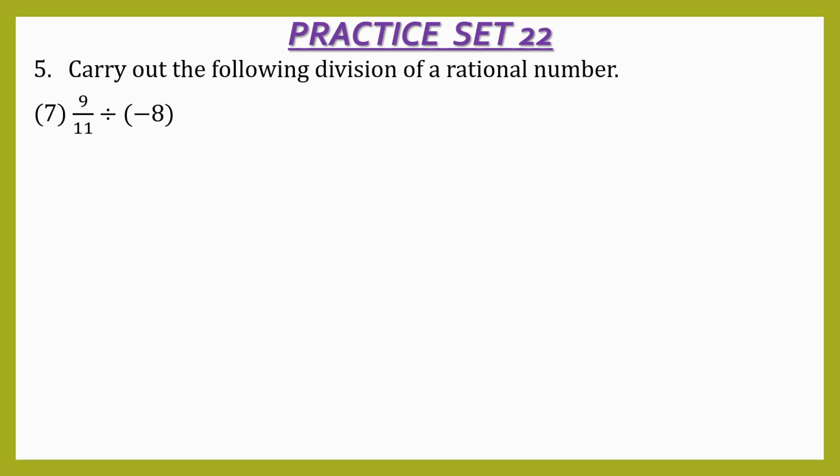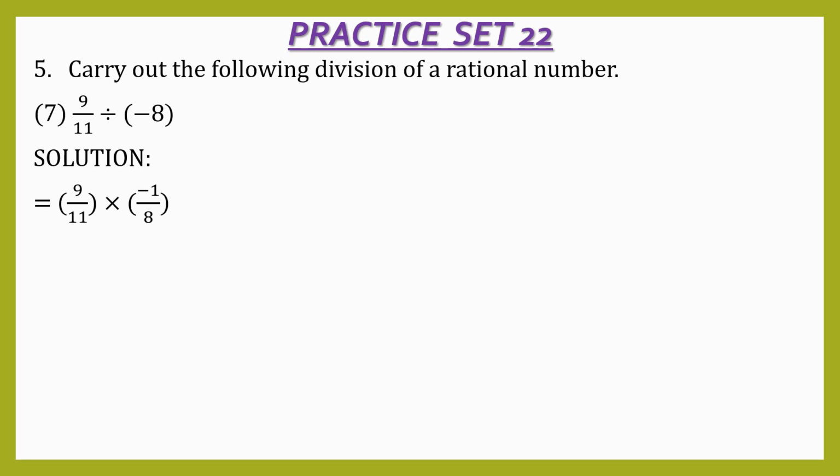Seventh question, 9 upon 11 divided by minus 8. So the solution is 9 upon 11 is written as it is. Division sign is replaced with multiplication sign, and we are going to take the multiplicative inverse of minus 8. So the multiplicative inverse of minus 8 is minus 1 upon 8.